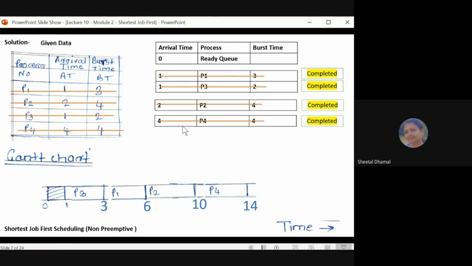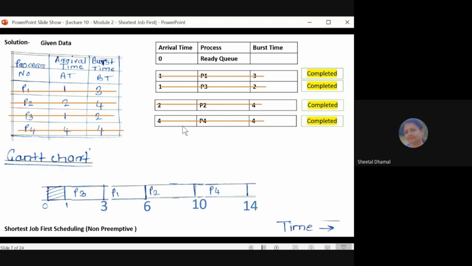So it is completed. So your ready queue is empty now. No processes are there in the ready queue. Means the execution of all the processes is completed by using the short term algorithm. So the drawing of the Gantt chart is very important for all the scheduling algorithms. And after that, all the formulas are the same.